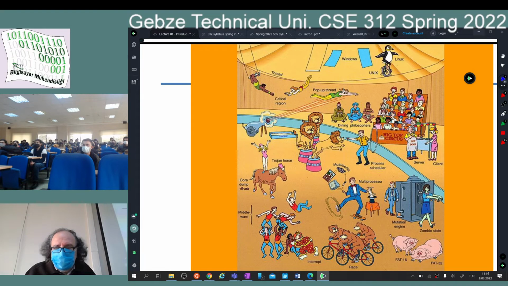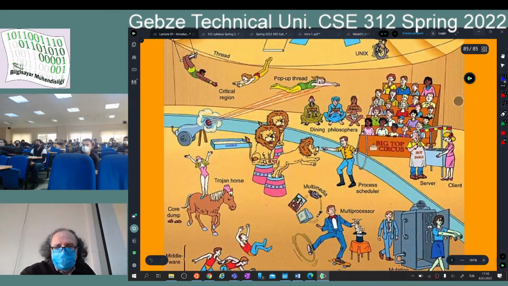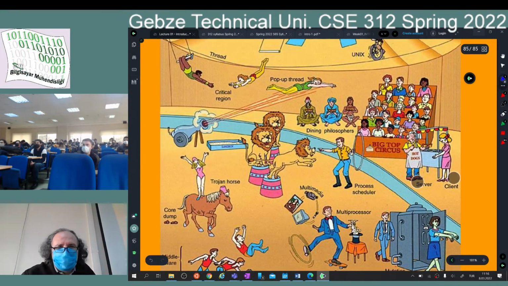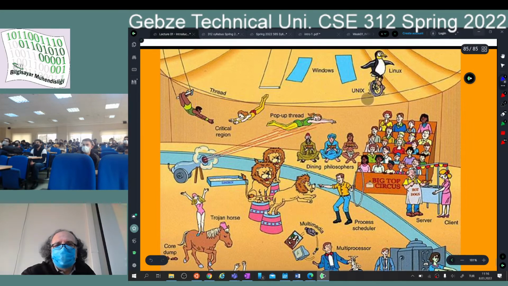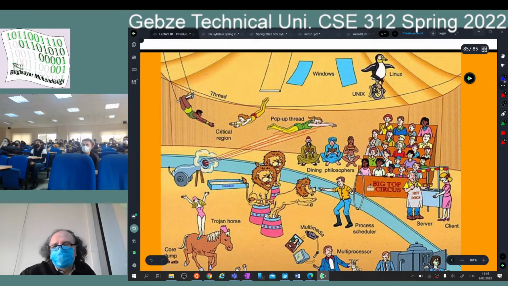Okay, so we are going to talk about most of the stuff: dining philosophers, process scheduler, server client. We talked about that. Okay, critical region. Yeah, we talked about threads, Linux and Unix. Okay, this is not a bicycle but a unicycle. Okay, these are the windows.